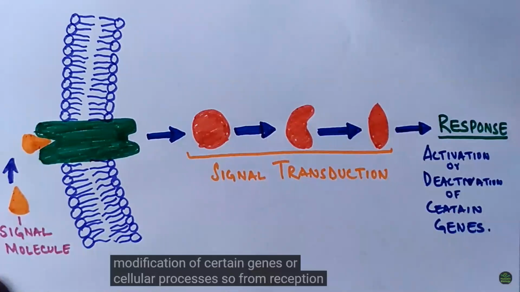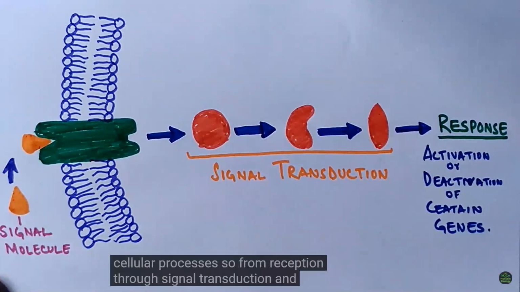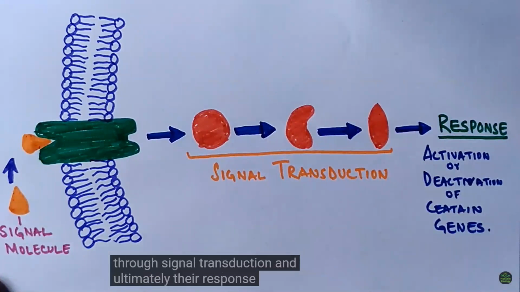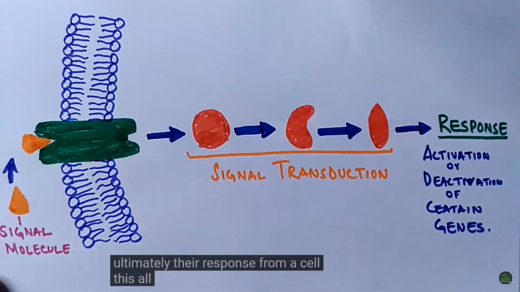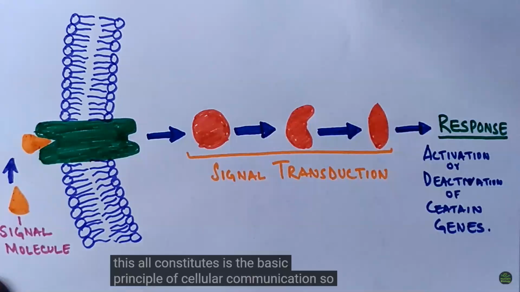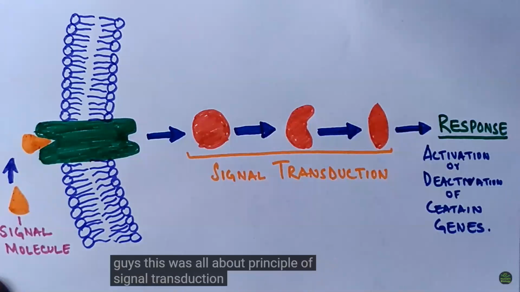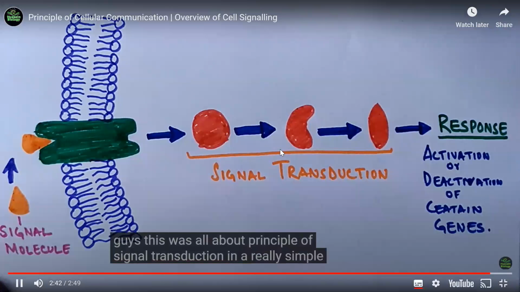So from reception through signal transduction and ultimately the response from the cell, this all constitutes the basic principle of cellular communication. So guys, this was all about the principle of signal transduction in a really simple and basic manner.